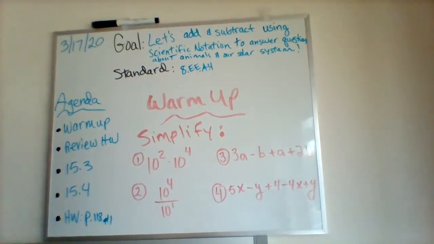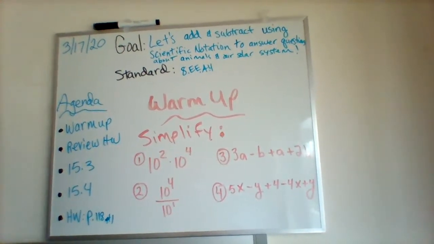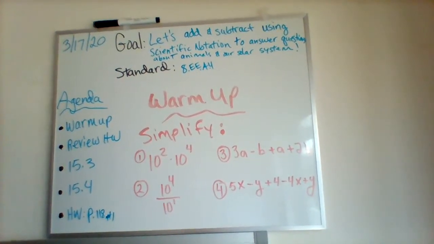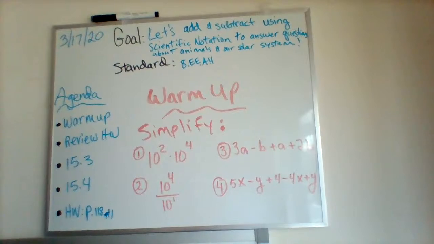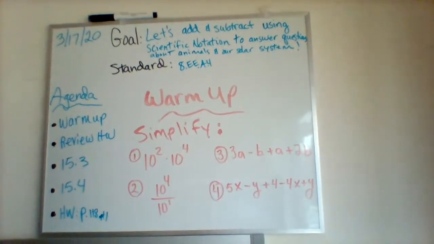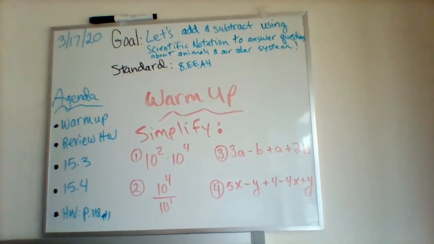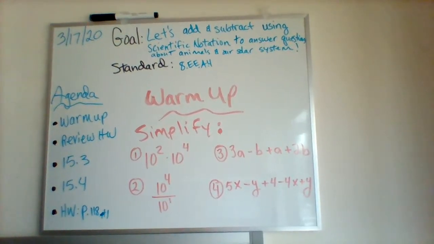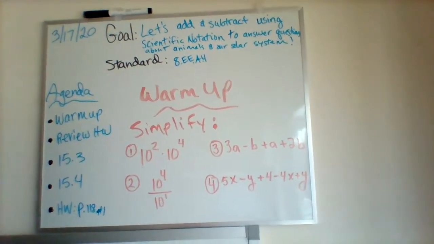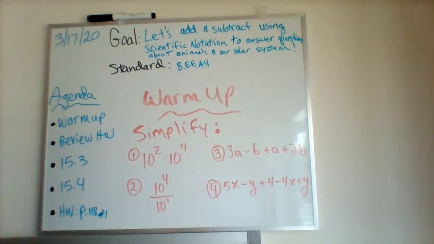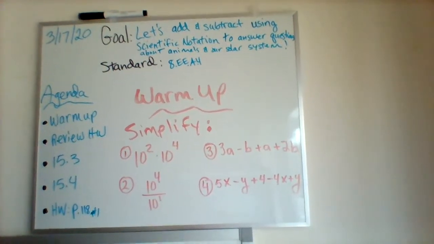All right, expression number 2, that's 10 to the 4th divided by 10 to the 1st power. Number 3, hopefully you can clearly see the expression, it's 3a minus b plus a plus 2b. And then the last one, number 4, 5x minus y plus 4 minus 4x plus y.